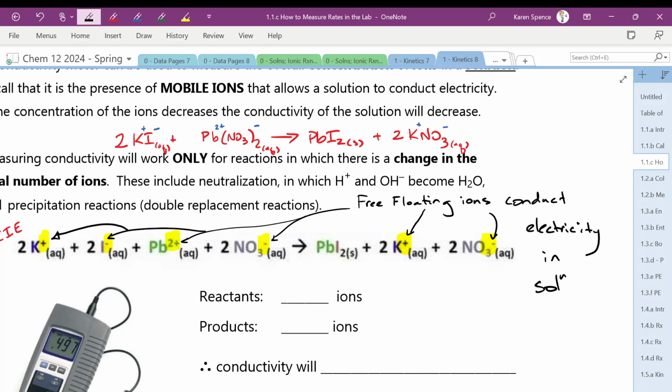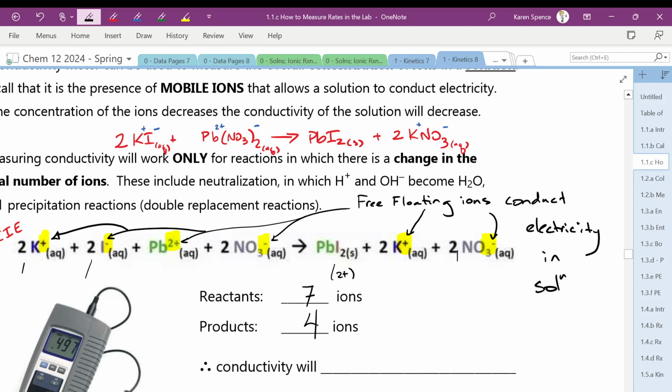How many ions do we have on the left-hand side of the equation in the reactants? 2, 4, 5, 6, 7. How many do we have in the products? 2, 4. Okay, because we got a 2 in front of the K plus and a 2 in front of the NO3 minus. So I got 7 ions, and one of them is a 2 plus ion, so it actually counts for 2. We've got more charges on the left.